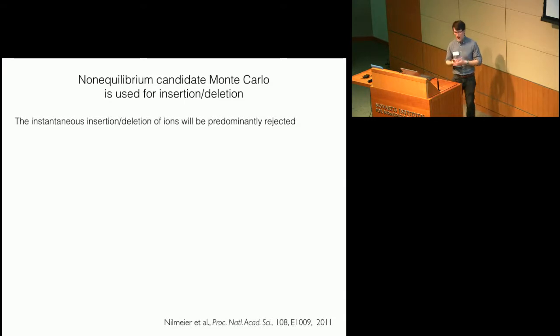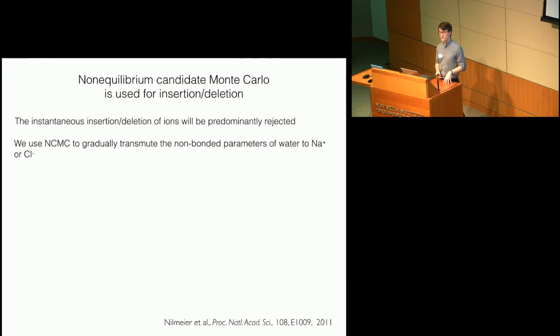Okay, so how do we insert and delete ions? The problem in doing an instantaneous insertion and deletion is that it's probably going to be rejected. And so instead, we use non-equilibrium candidate Monte Carlo to gradually anneal the changes to the system.